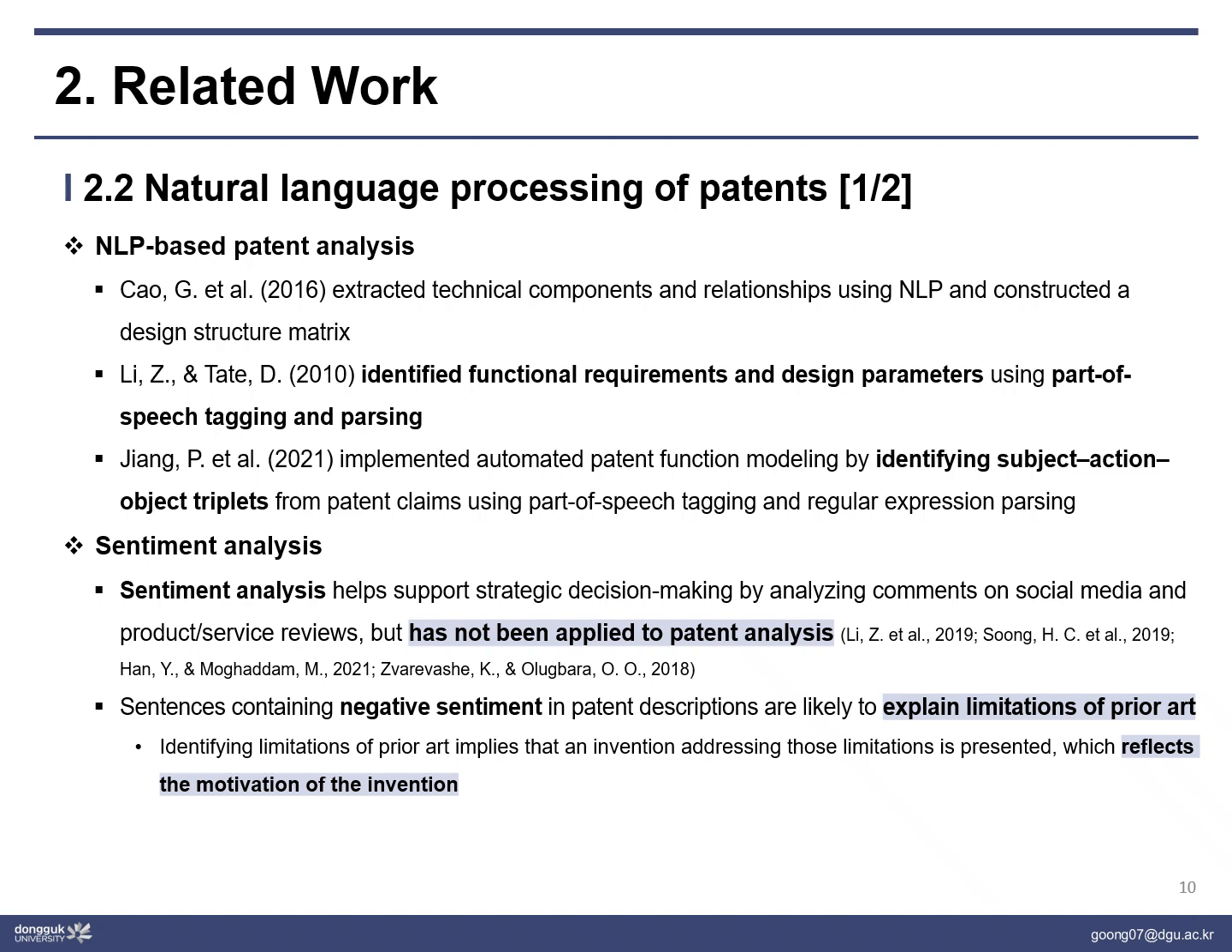In addition, sentiment analysis helps decision making by analyzing reviews, but it has not been applied to patent analysis. In patent descriptions, sentences that contain negative sentiment explain the limitations of prior art. If the limitations of prior art are identified, the motivation of the invention can be understood.